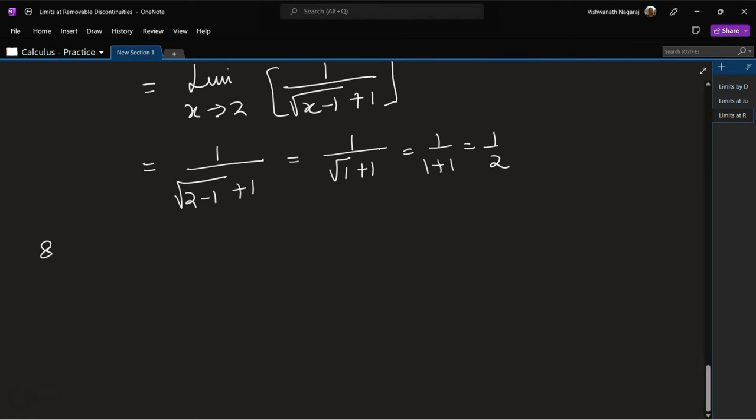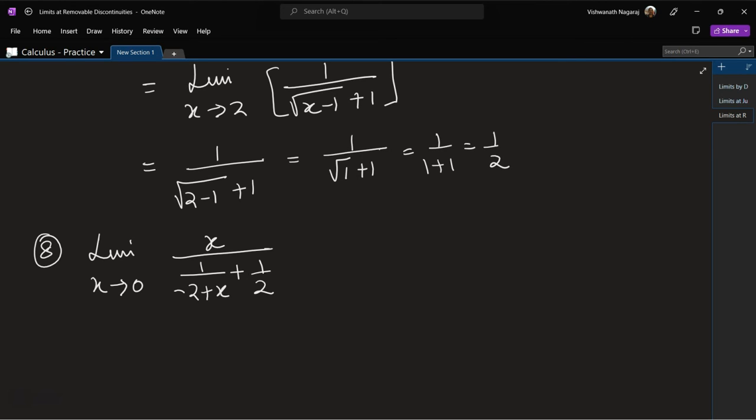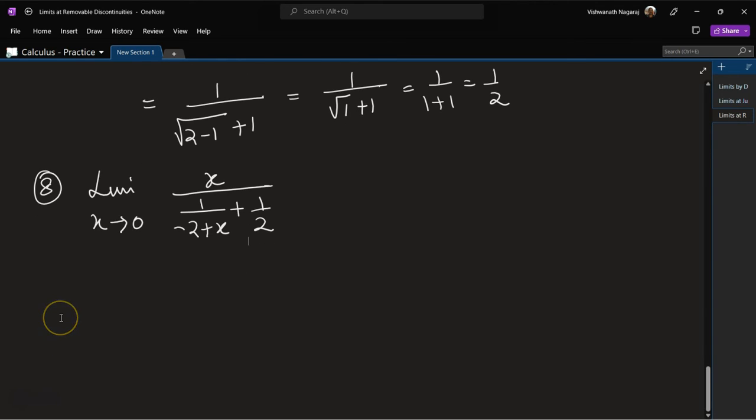Let's do the eighth one. Limit as x approaches 0 of x by (1 by (minus 2 plus x), plus half). So again, let's see, if x becomes 0, it becomes minus half plus half. So it will be 0. So we can't have that.